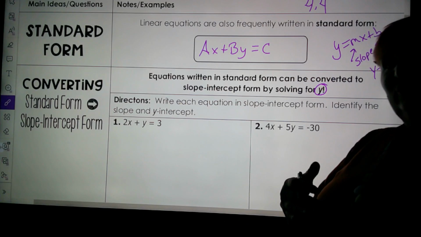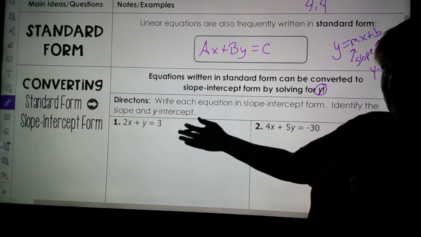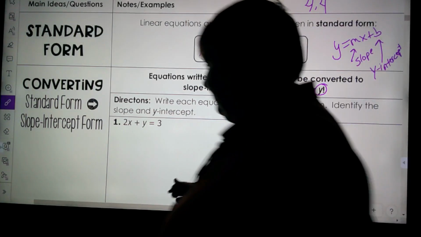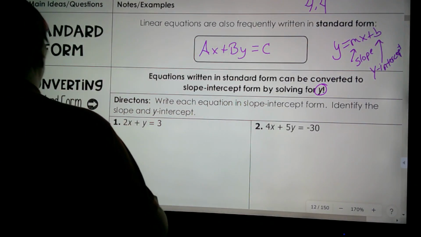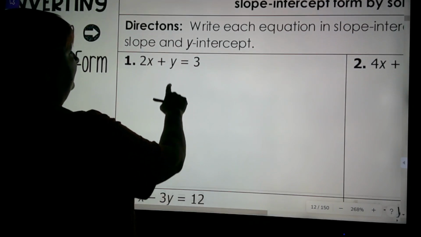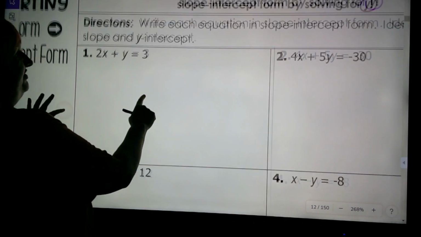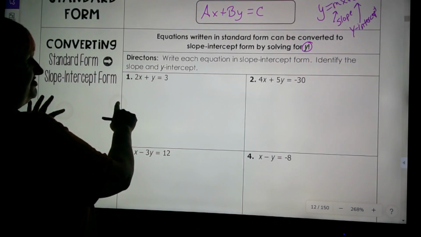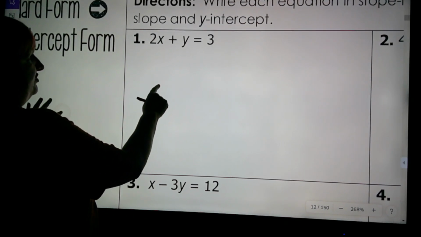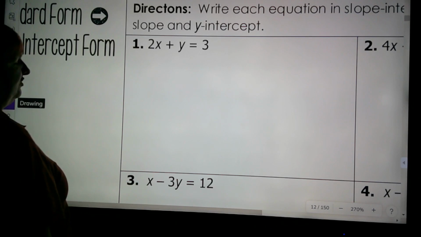This is why we had to learn literal equations. Remember how you had to solve for different variables? You need to be able to solve for the variable y. Right? So, regardless of what they give you, you need to be able to manipulate the equation in order to get the y. And you can see the directions say write each equation in slope-intercept form, identify the slope and y-intercept. So we're going to do that for this first page and then see where it goes.